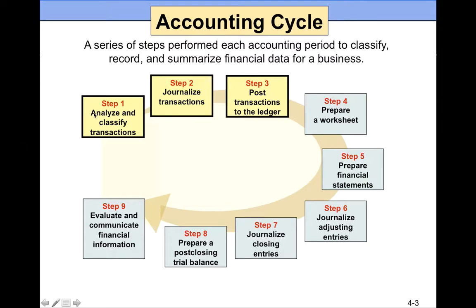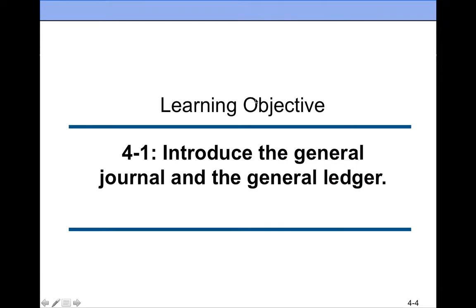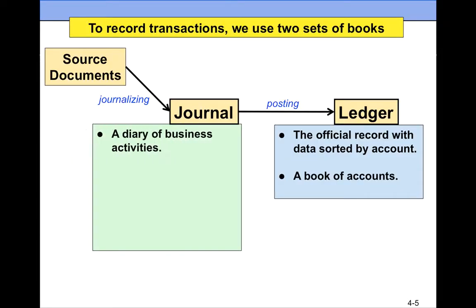And we learned about step 1 and step 5 in Chapter 2. Then we learned how to again use step 1 with T accounts, and we reviewed financial statements in Chapter 3. And now we're going to be focusing on steps 2 and 3 of the accounting cycle. This is the focus of this chapter. So let me introduce the journal and the ledger.